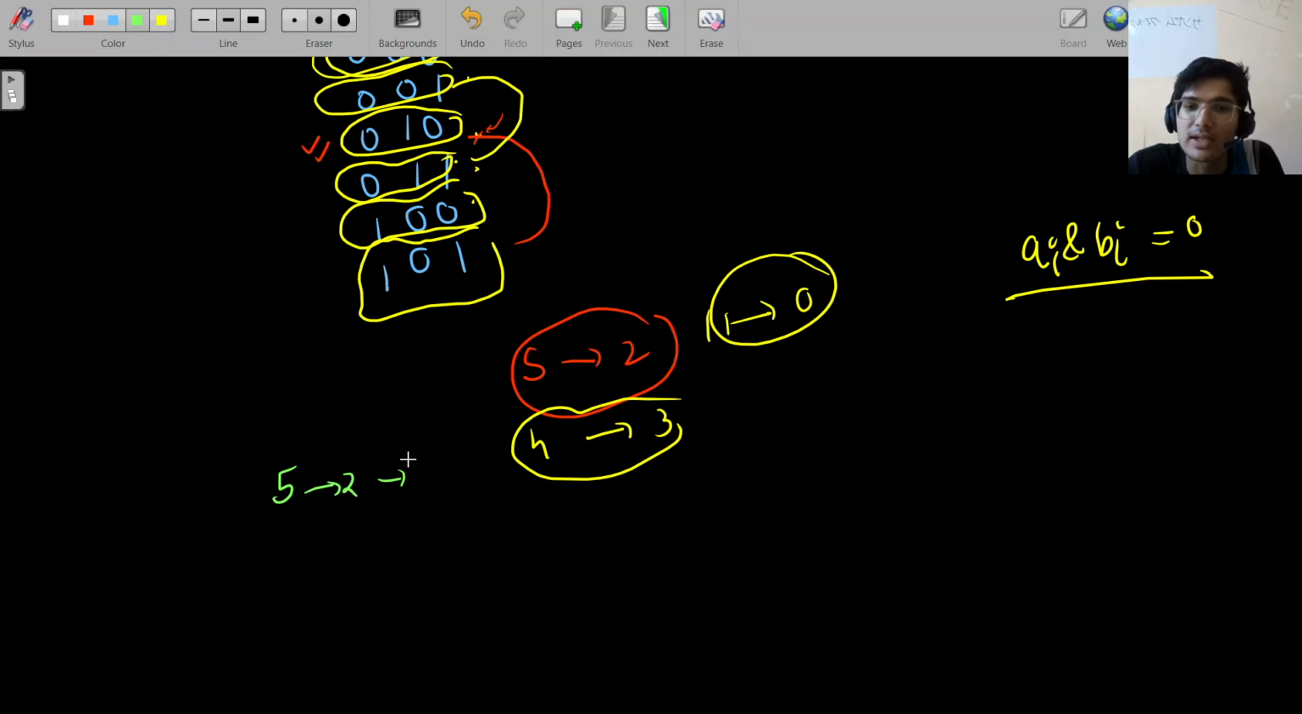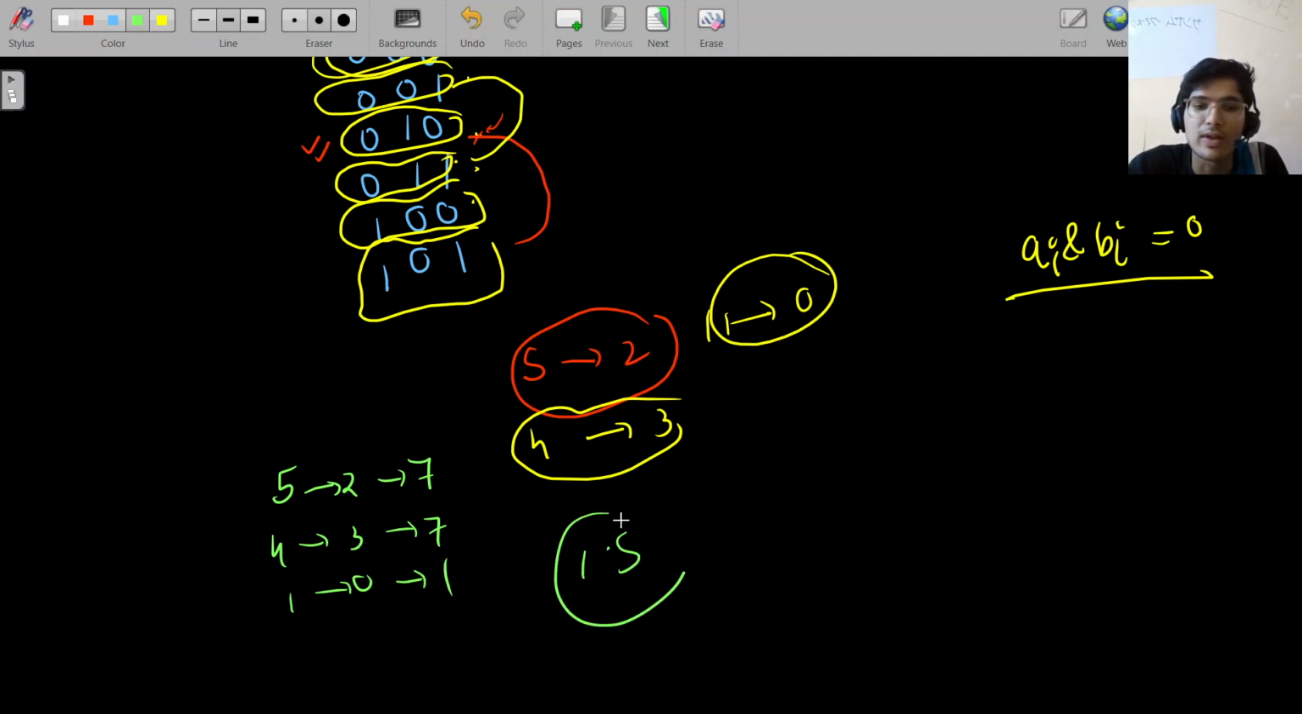It will be 7. Okay. 4 with 3, OR is again 7. And 1 with 0, OR is 1. And you can see that it is like 14, 15. And it's like 4 into 5. Second, 4 with 3, yes, OR is 7.